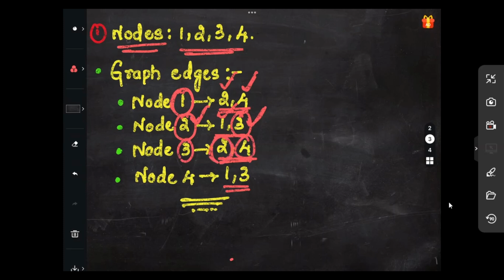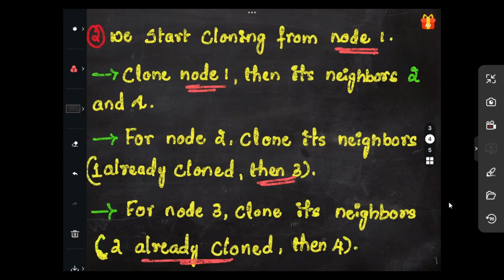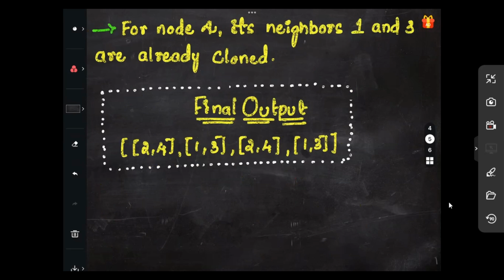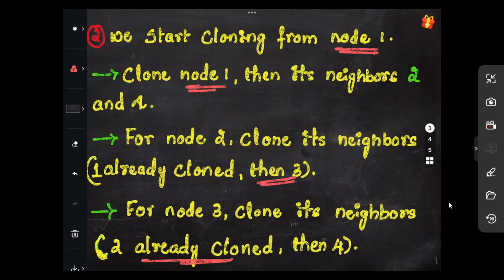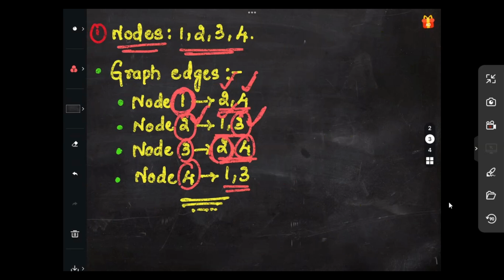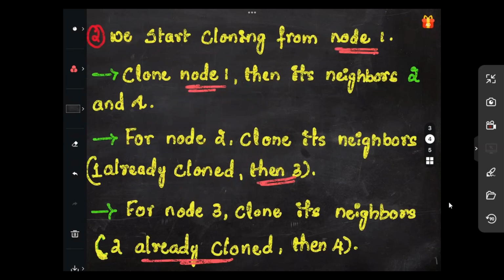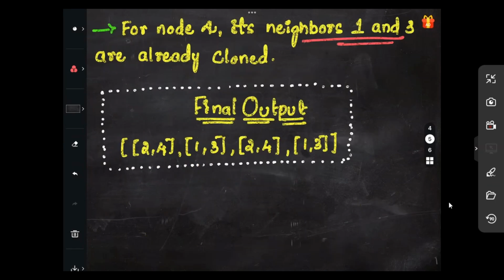We will clone 4 here in this case. This is fine, right? Next let's move with node 4. For node 4, its neighbors are 1 and 3, which are already cloned. So 1 and 3 are already cloned. We don't have to worry about that.